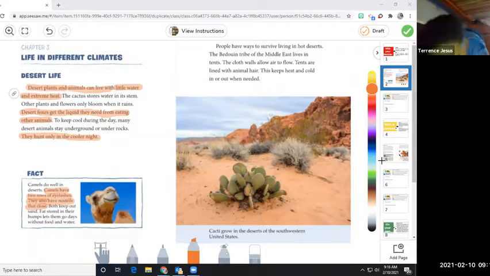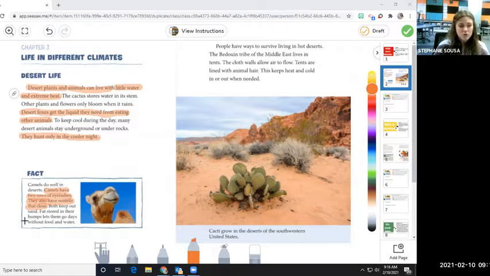Fat stored in their humps lets them go days without food and water. So that's important because I know that camels eat plants. And if there are not a lot of plants, they might have to travel a few days before they can find it. We also know there's not a lot of water in the desert, so camels might have to travel a few days before they could find it or before it rained. So let's add that. Fat stored in their humps lets them go days without food and water.